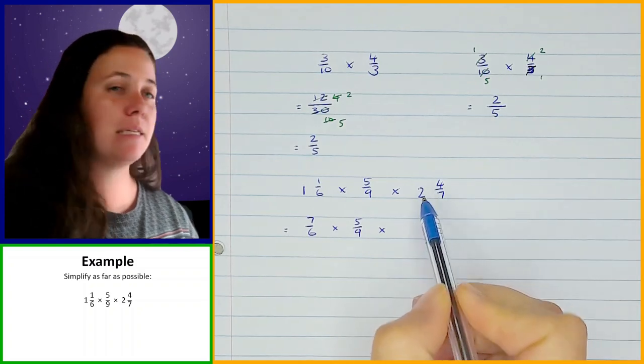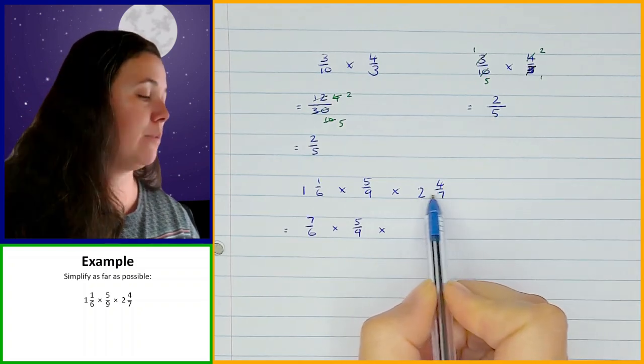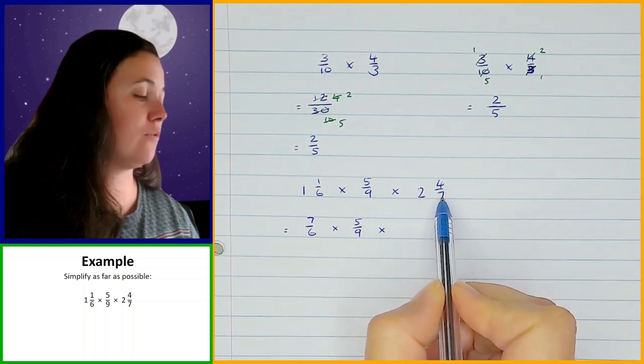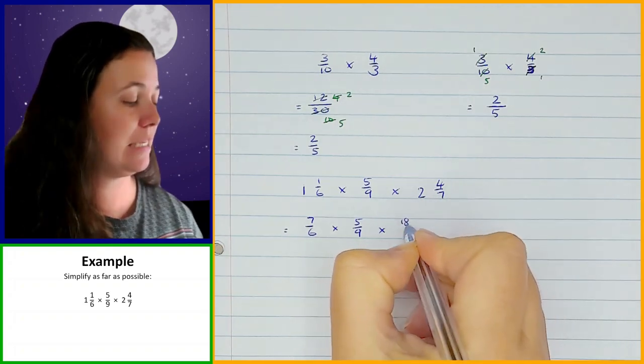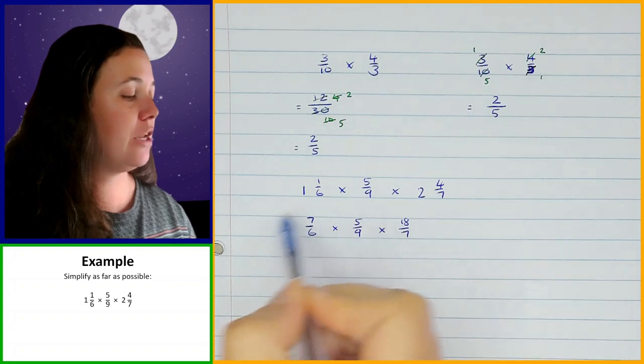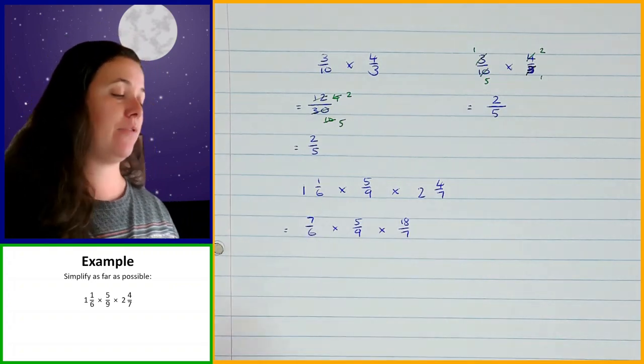Times, and then over here, same thing. I multiply the whole number by the denominator, so that's 2 times 7 is 14, and then I add the numerator, giving me 18. So that's 18 over 7. So now that I've got that, I can go and simplify.